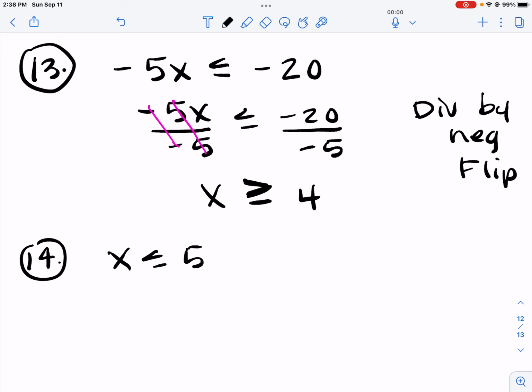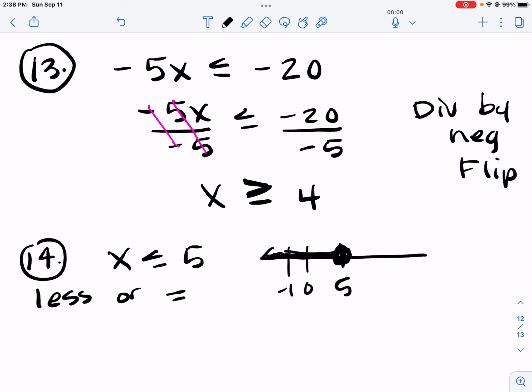Okay, this asks to put in interval notation. I like to do the number line first. This says less or equal. Numbers are smaller going to the left. Or equal to means include, okay, because 5 is equal to 5. Okay, now over on the left side we have those negative numbers.